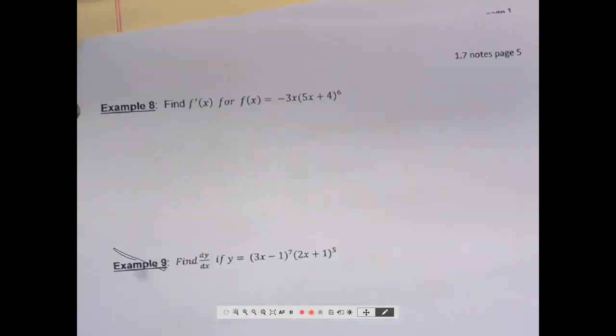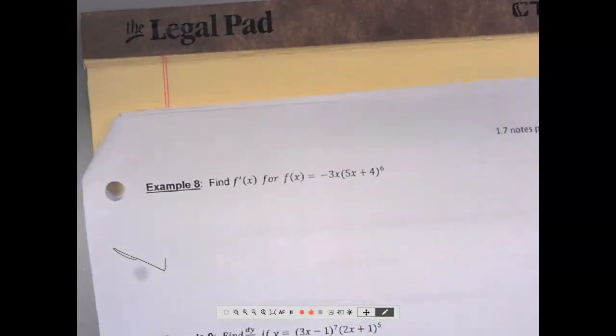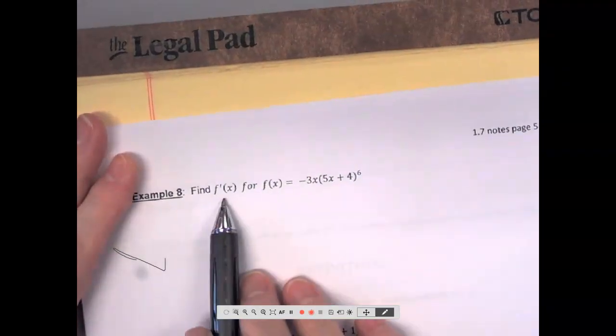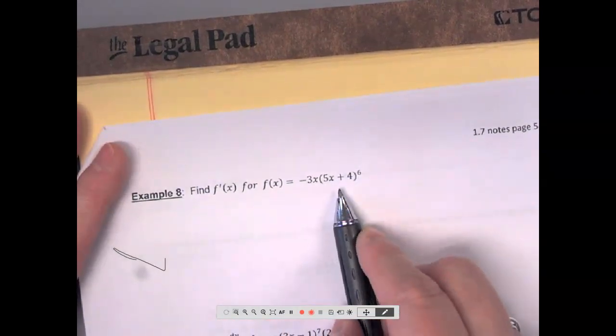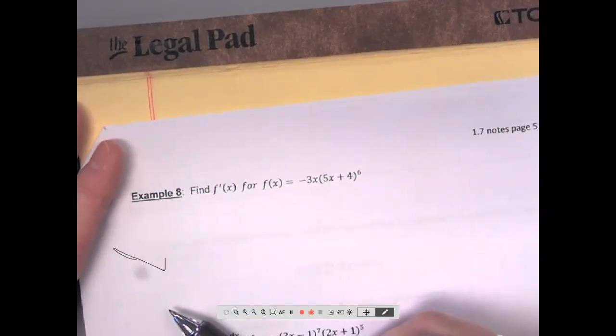Alrighty, so we've got 4 more to get through. Okay. So we don't have to do any subbing on these. These are just straight up find the derivative. We will be using the chain rule and possibly quotient and product rule. Okay, find f prime of x for this function. Now, I don't know about you, but I don't want to multiply this thing out 6 times. So let's use our product rule.